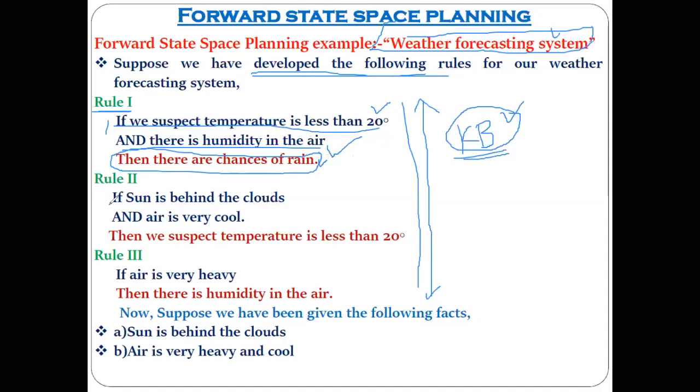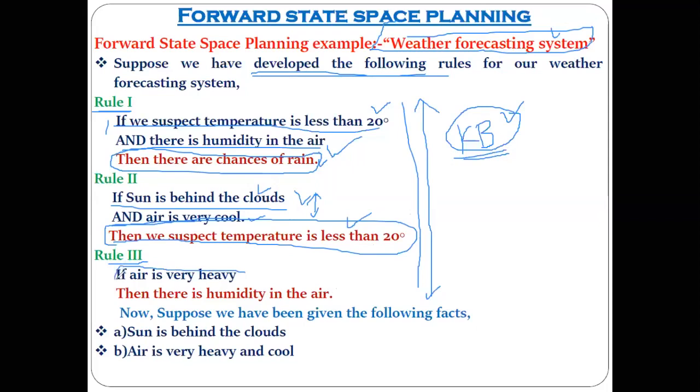Now these rules are given. These rules we are going to utilize to reach the conclusion. Let's see how. Second rule is what? If the sun is behind the cloud and the air is very cool, then the conclusion that can be made from these two facts is that we suspect the temperature is less than 20. Understood.